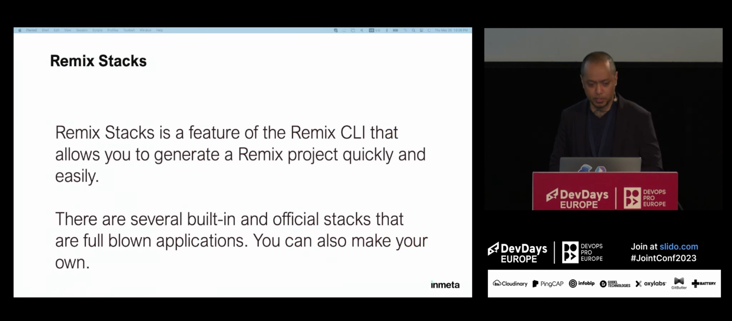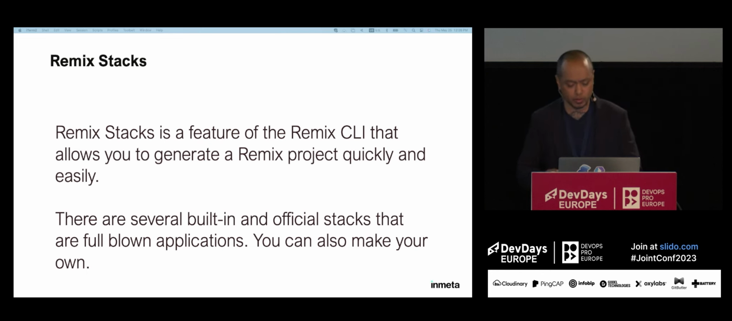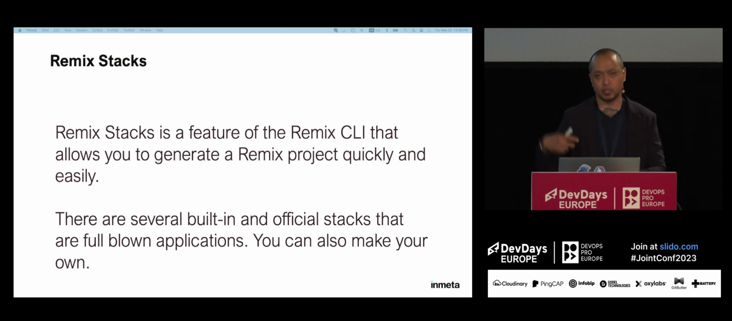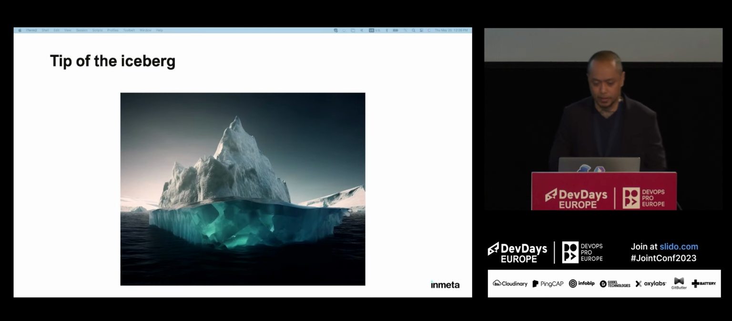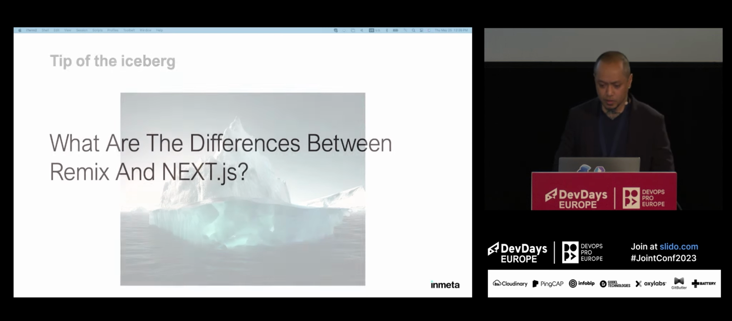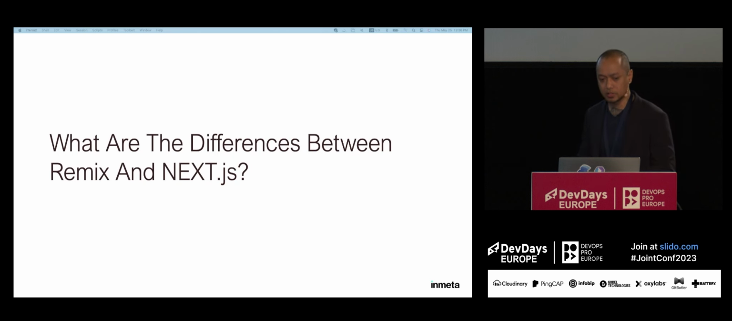Another feature would be Remix stacks. For your sample projects or boilerplates, they have these four different stacks you can use, with a blog and sample content. This is good because now you have a guide on how to put your files and folders in order, so you don't get confused. These features are just the tip of the iceberg, and there's more, but unfortunately we don't have lots of time.